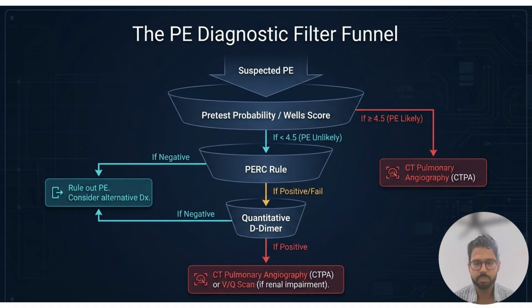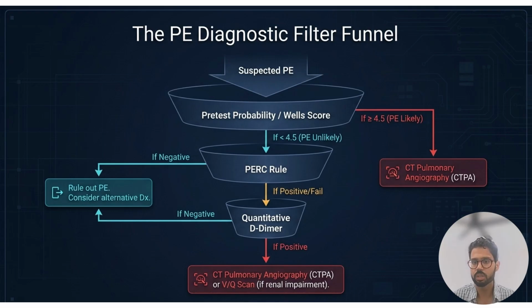So when we have a suspected PE, this is kind of like summarizing what we just talked about. We have a suspected PE, we look at a pre-test probability, so we look at the Wells score. If we look at the alternative dichotomous binary system, if it's greater than or equal to 4.5, PE is considered likely. We go straight to a CTPA. So CT pulmonary angiography, your gold standard to look for the presence or absence of a pulmonary embolism.